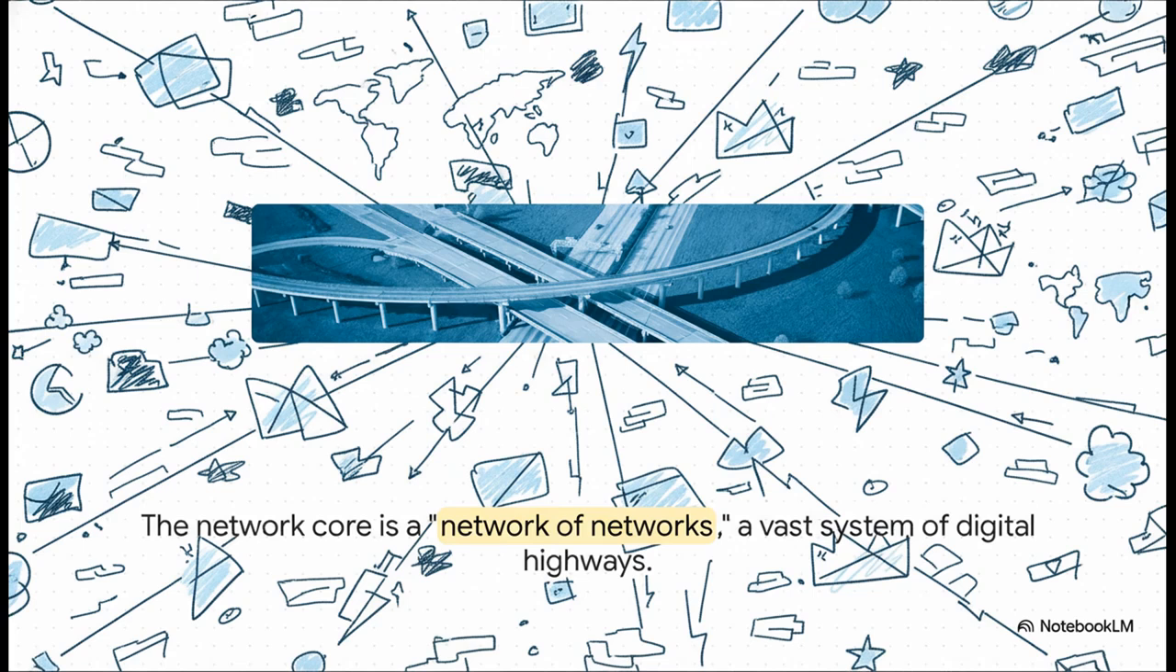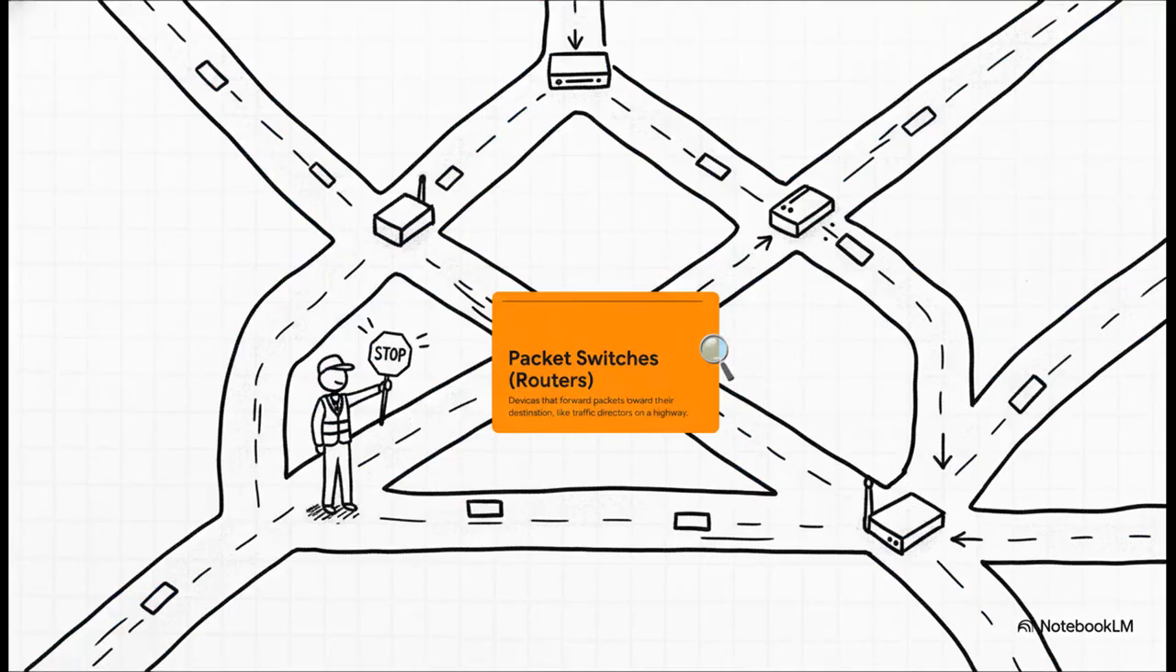It really is a network of networks, a huge, sprawling system of interconnected digital highways that crisscross the entire globe. So how on earth does our tiny packet navigate this insane web of highways? Well, it relies on these special devices called packet switches. You probably know them by a more common name: routers.